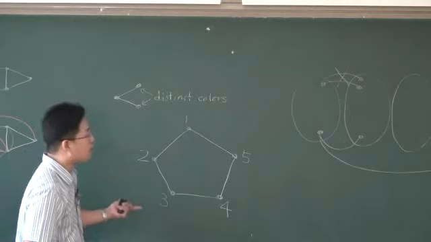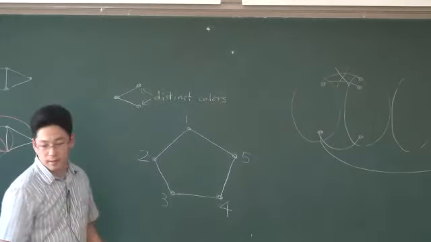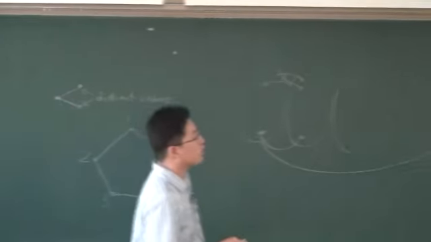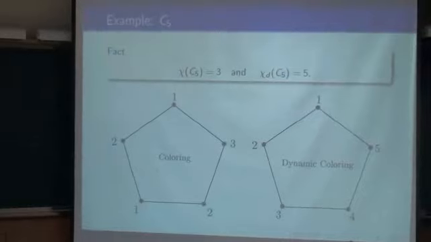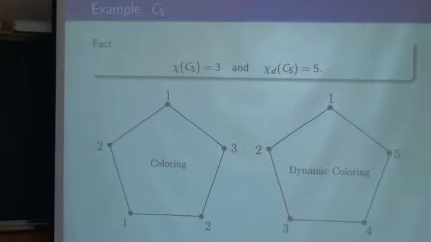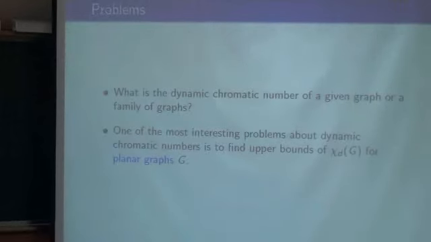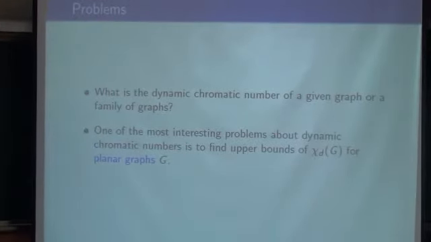So for C5, the dynamic chromatic number is 5. So as you see, even though C5 is a very simple graph, the chromatic number and the dynamic chromatic number may be different, totally different, right? Okay, so what will be the problems? So the basic problem will be as follows. What is the dynamic chromatic number of a given graph or a family of graphs, right?